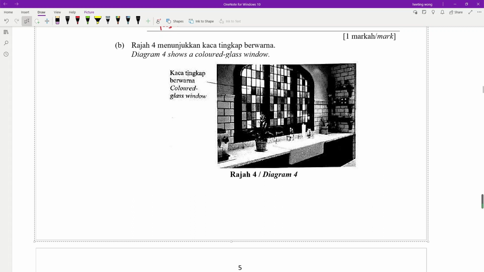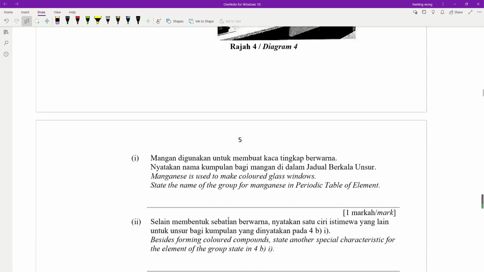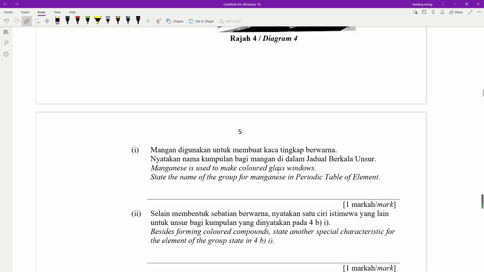Diagram 4 shows a colored glass window. Okay, manganese is used to make the colored glass window. So state the name of the group of manganese in the periodic table. So here, we know that the elements that form colored compounds, right? So it belongs to what? It belongs to transition metals, right? Transition metals.